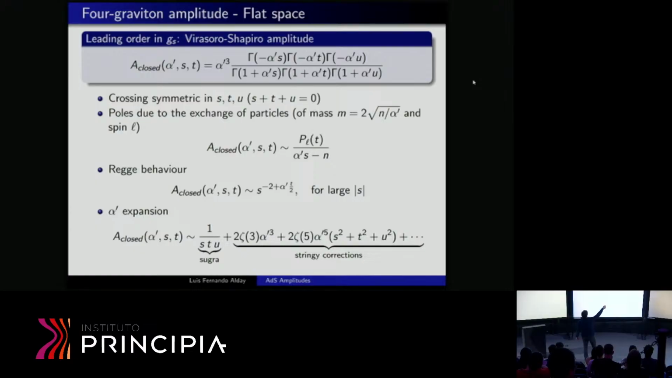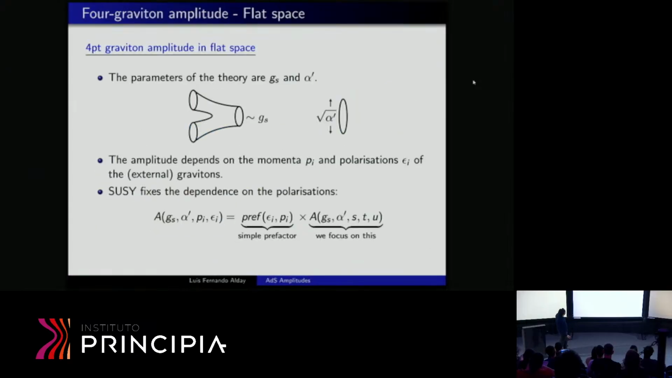They also have a Regge behavior, a very well-known fact, for large absolute value of S, fixed T. And then something that you can also do, which is very instructive, is that you can take this and do an expansion in alpha prime, or equivalently, a low energy expansion for small S, T and U. Now, if you do the small alpha prime expansion, remember that I told you that alpha prime is the size of the string, so that in the limit in which alpha prime goes to 0, we get a particle, okay?